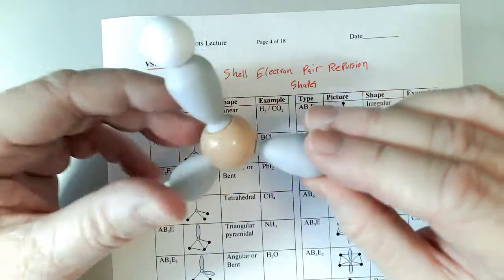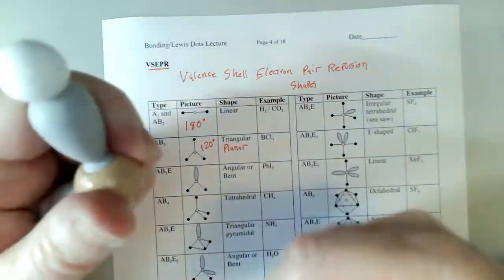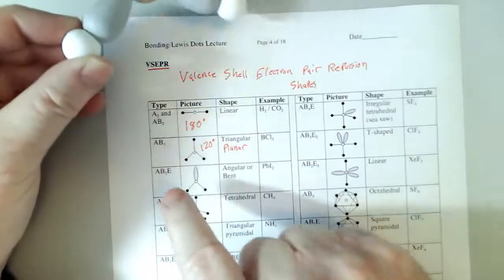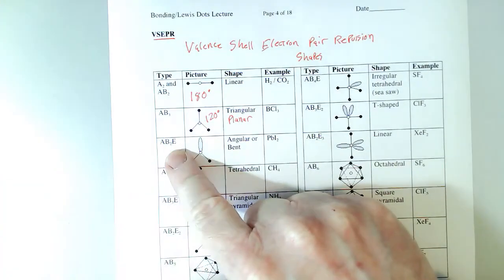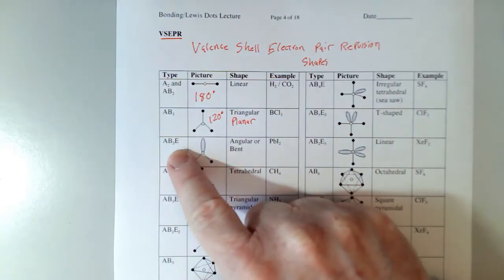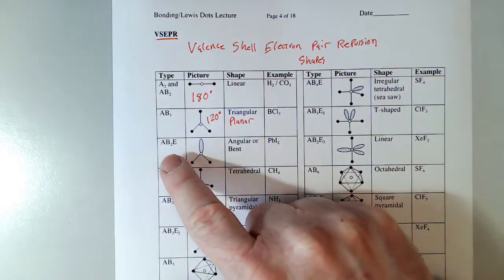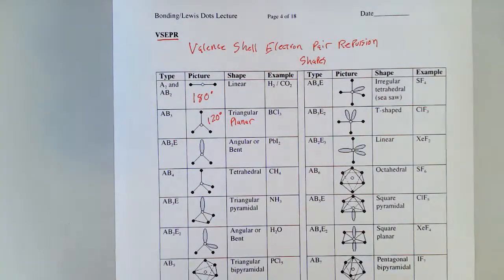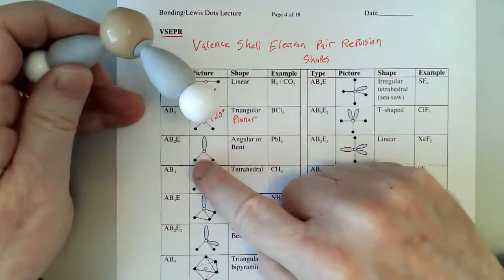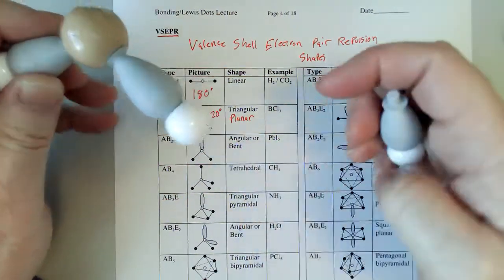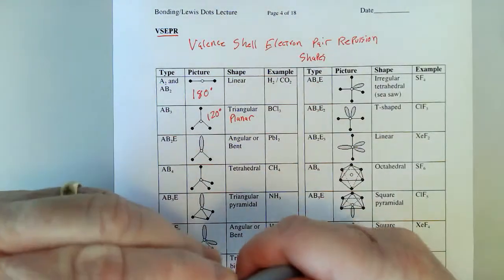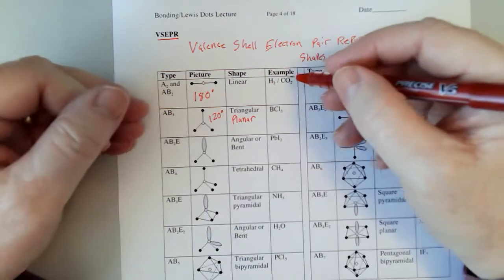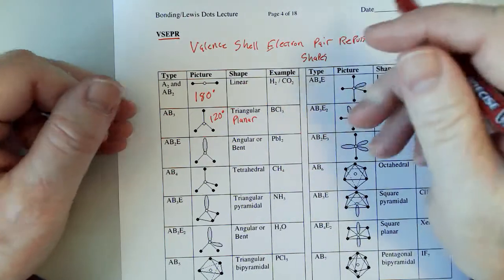Now, it is possible that one of those would pop off and this would bend down a little bit, and we would call that an AB2E, with the E representing the lone pair. The lone pair will cause a little more repulsion than the atoms themselves. This will be a little bit smaller than 120 degrees. We would typically just say less than 120. And in this table, please note I've always got examples here.